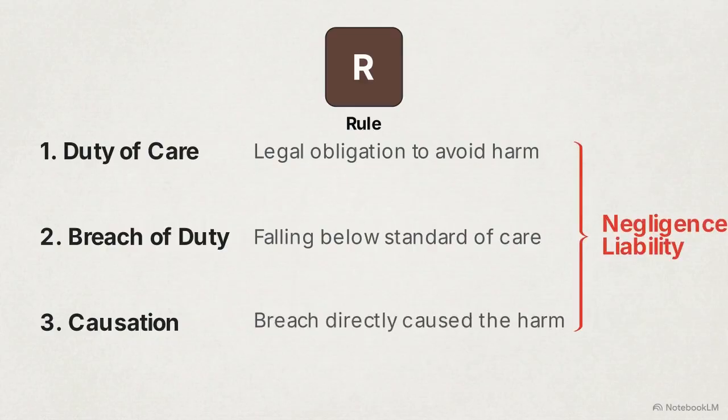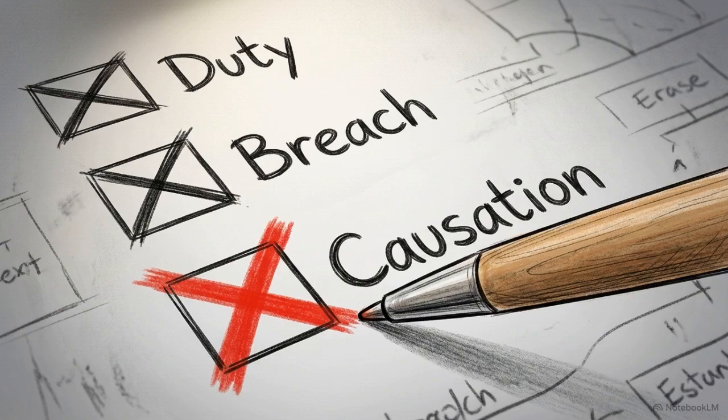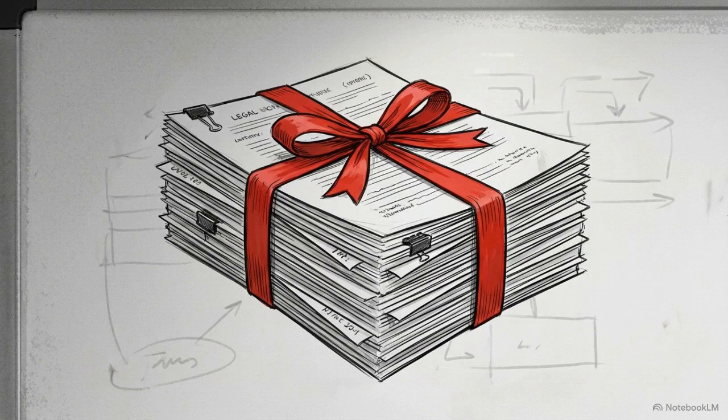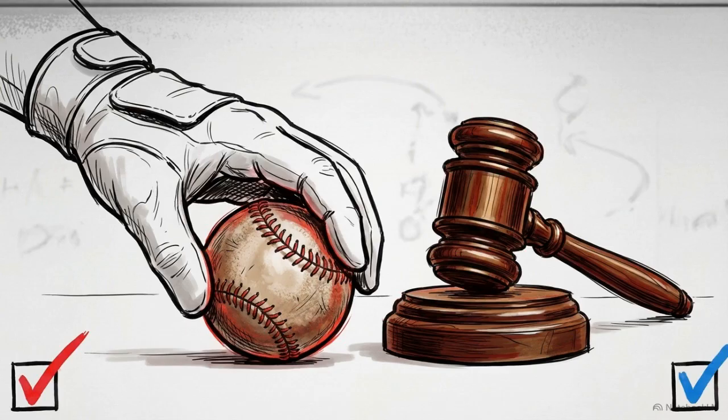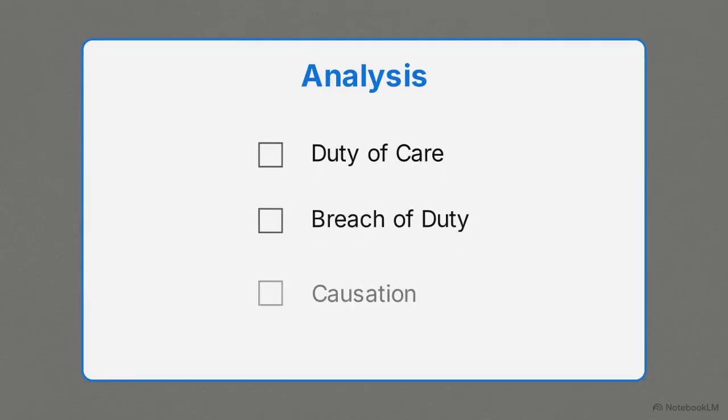Negligence is a cumulative test. A plaintiff cannot win by proving just 1 or 2 of these. They must successfully prove all 3 to establish liability. By defining the issue and outlining the rule, we have established strict logical boundaries. The physical facts of the accident will now be processed inside the structure. We now enter the analysis phase, where the historical data of the Saturday game is tested against those 3 checkboxes.